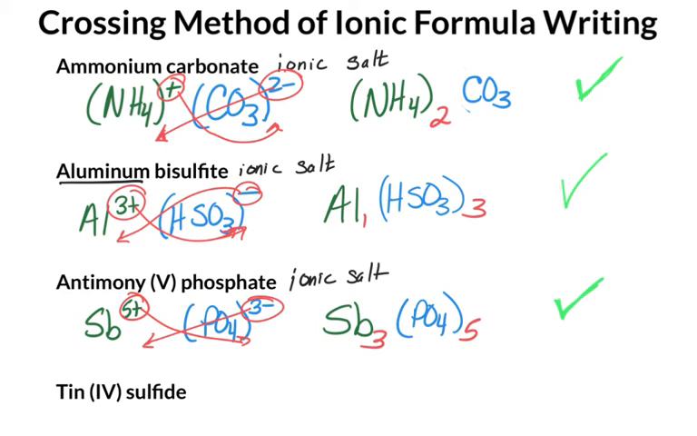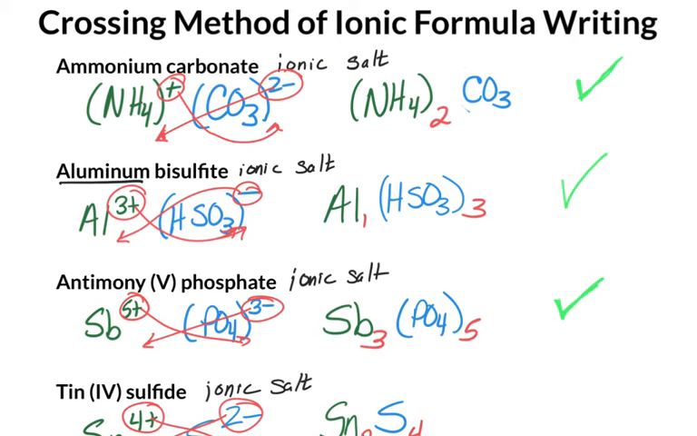Now let's try tin 4 sulfide. So the tin obviously has a 4+ charge, so Sn4+. The sulfide is S with a 2- charge. Using the crossing method, we see the 4 plus from the tin goes to the bottom of the sulfide, and we see the 2 minus from the sulfide goes to the bottom of the tin. And we get our answer of Sn subscript 2, S subscript 4. Did you notice that these have a multiple of 2? Hopefully you did, and you corrected the formula to SnS2.